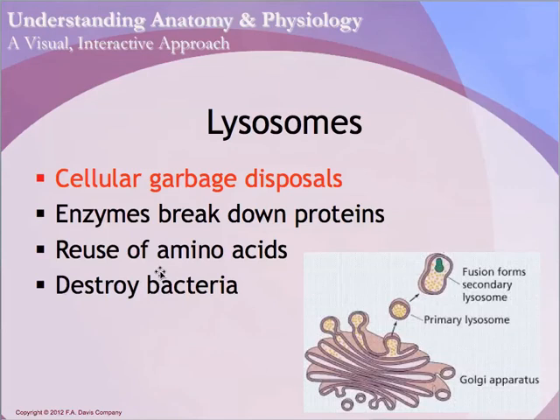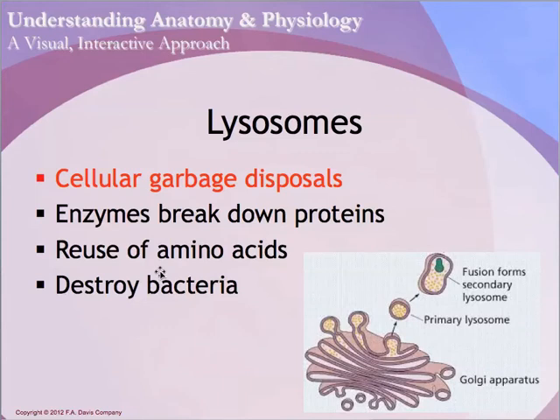Lysosomes really are membranous vesicles that form from pinched off pieces of the Golgi apparatus. So we were just talking about them. They contain various enzymes, and they serve a lot of different functions. They're known as the cellular garbage disposals because they have these enzymes that break down proteins if we need them to. They also allow us to reuse amino acids. Amino acids are the building blocks for proteins. So we can have so many different proteins because we have a whole bunch of amino acids. They come together in a very specific fashion to form one protein.